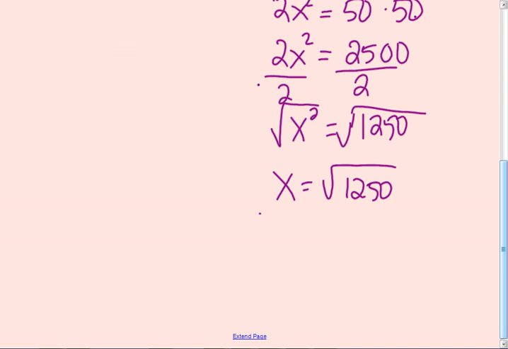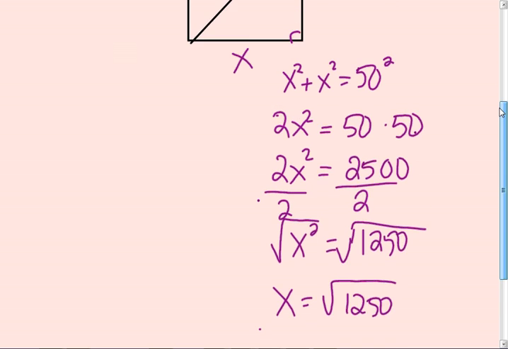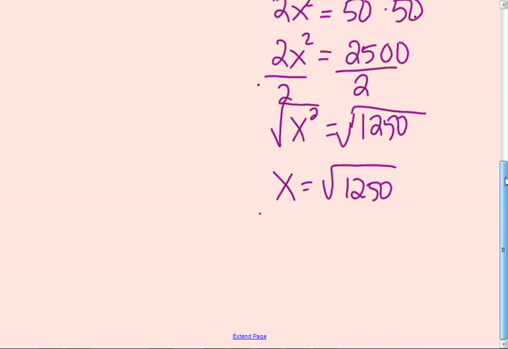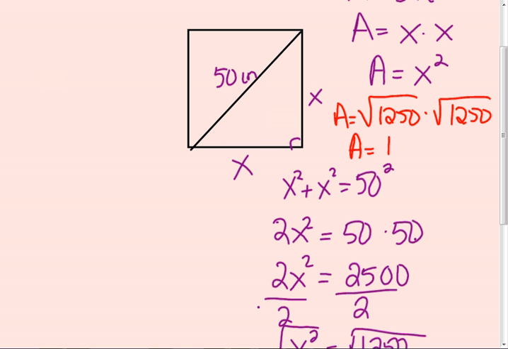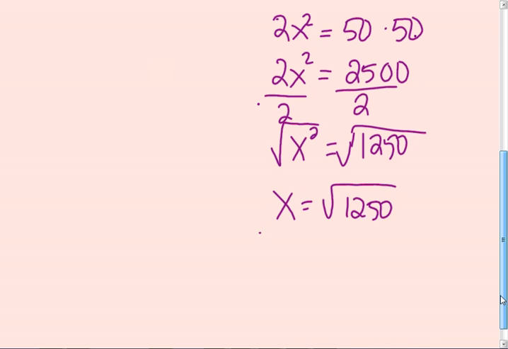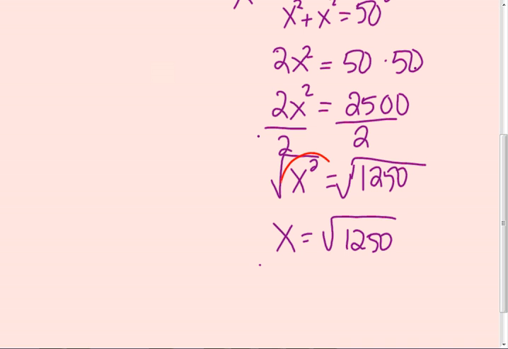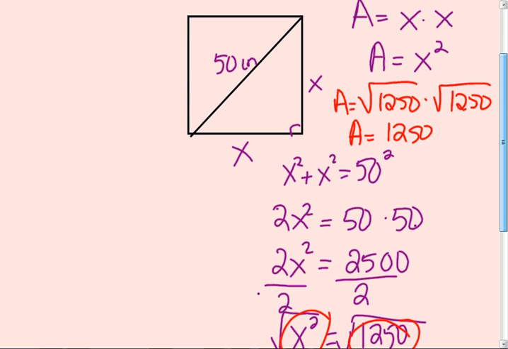I don't know and I don't care. Because the area is equal to x squared. So I'm going to take the square root of 1250 times the square root of 1250. What happens to the two square roots? They go away. So the area is equal to 1250 meters squared or whatever. Well, I knew it was x squared. X squared was 1250. If I was thinking, I could see that without having to square root. Is that one okay?